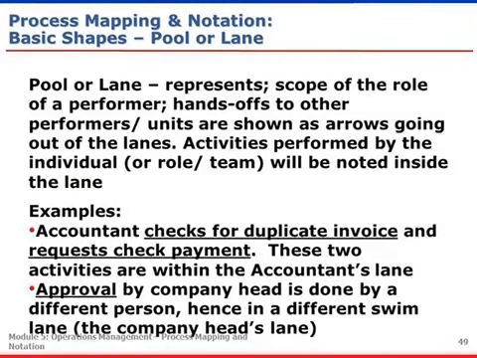Now, the pool or lane, again, represents the scope of the role of a performer. Handoffs to other performers or units are shown as arrows going out of the lanes. Activities performed by the individual, or again role or team, will be noted inside the lane. For example, the accountant checks for duplicate invoice and requests check payment. These two activities are within the accounts lane. Approval by the company head is done by a different person, hence in a different swim lane, the company head's lane.